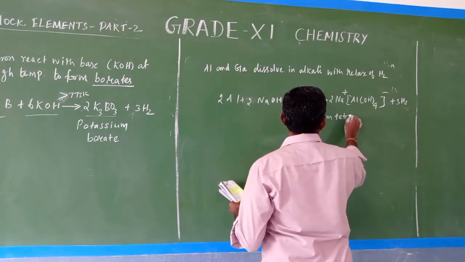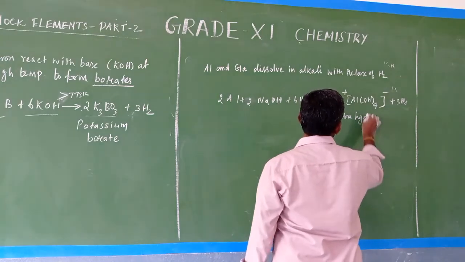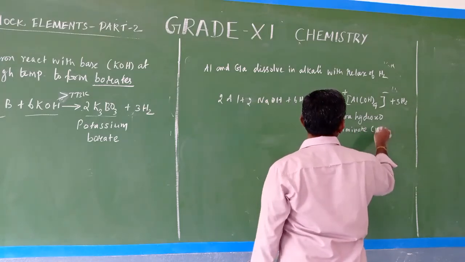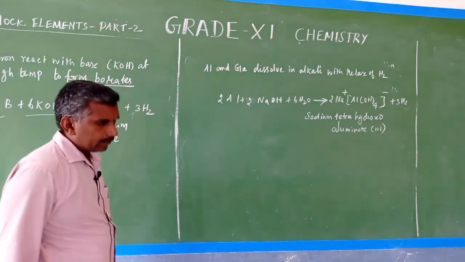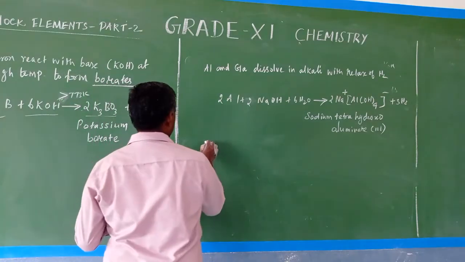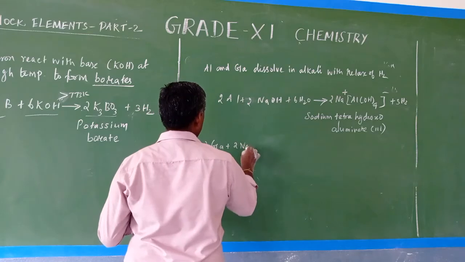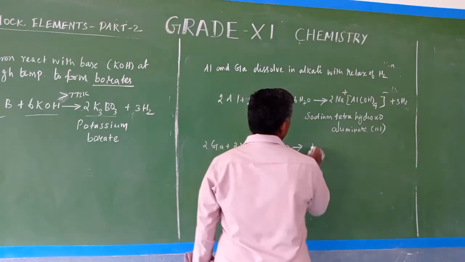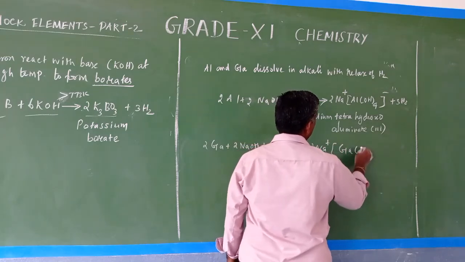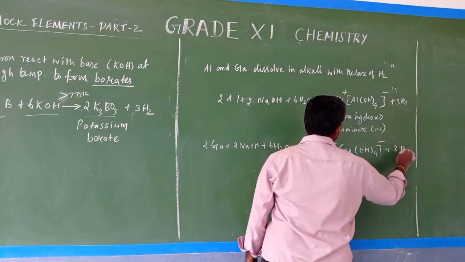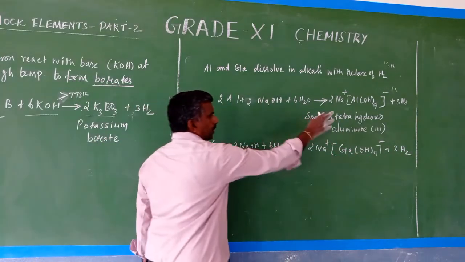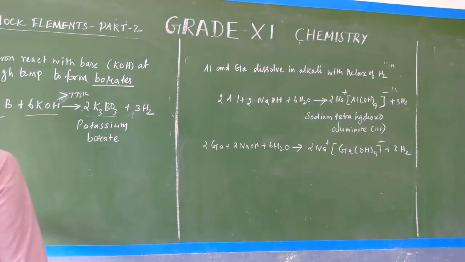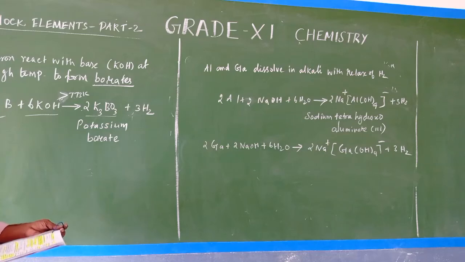This complex is sodium tetrahydroxo aluminate 3. Similarly for gallium: 2 gallium plus 2 NaOH plus 6H2O, the same, but instead of aluminum, gallium gives 2 Na plus gallium tetrahydroxo plus 3 hydrogen. Hydrogen gas is released. This is sodium tetrahydroxo galliumate 3. This is the reactivity towards acids and alkalis.